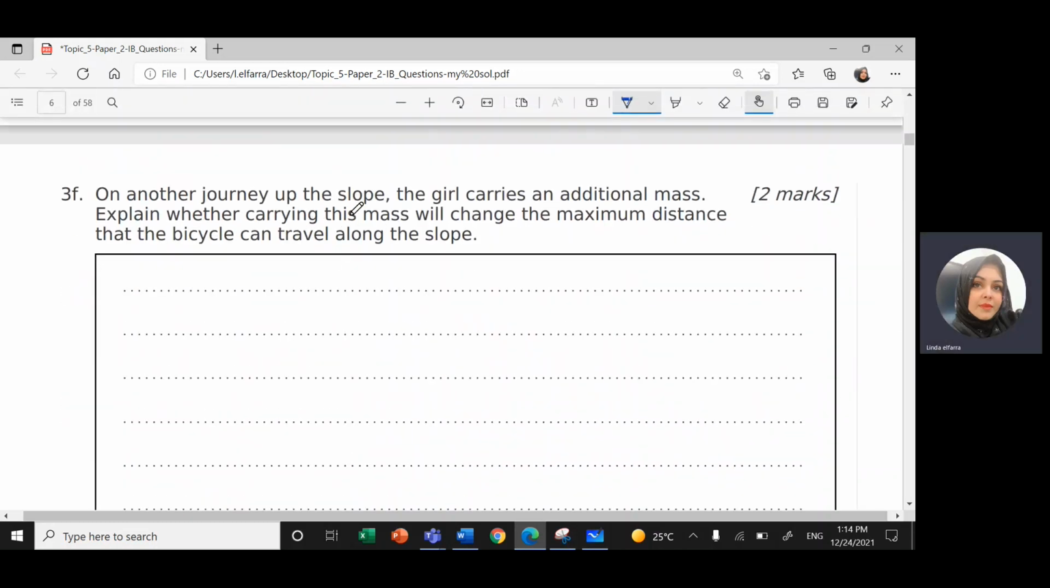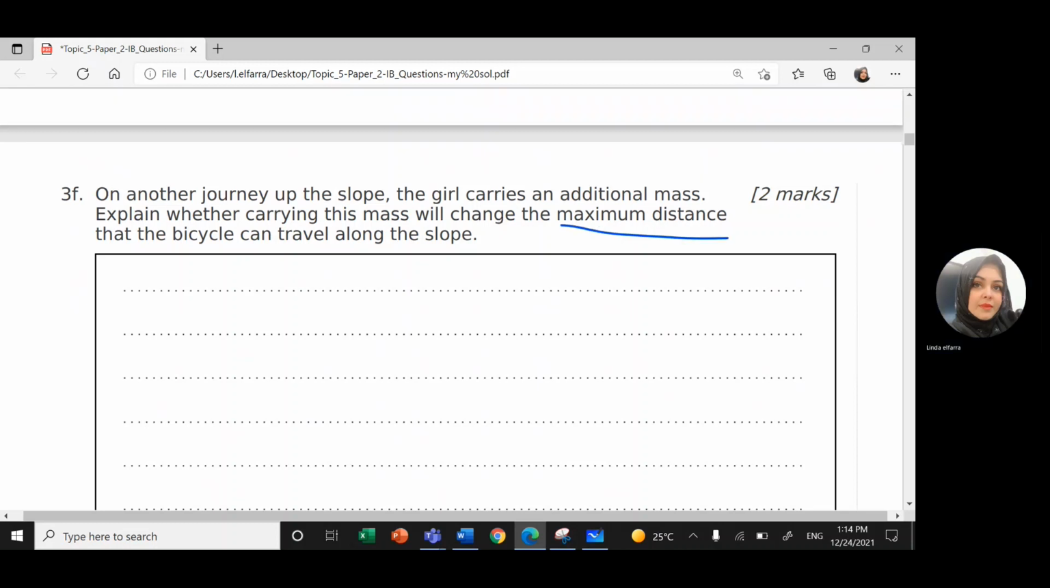On another journey up the slope, the girl carries an additional mass. Explain whether carrying this mass will change the maximum distance that the bicycle can travel along the slope. The maximum distance will decrease. Why? Because the resistive force will increase, because I add more mass. That means the friction or the resistive force will increase. That means more work is required to go up the hill.